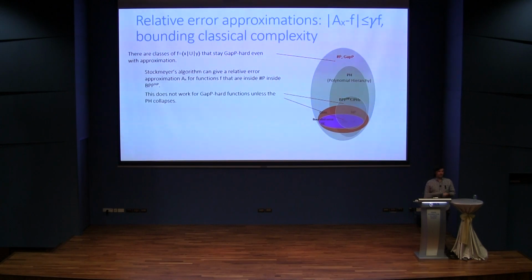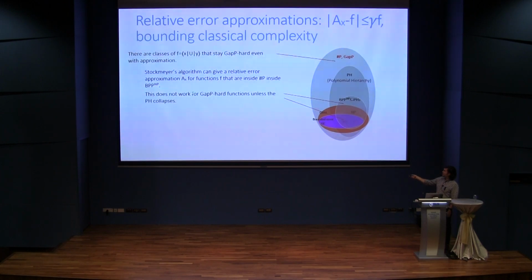Okay, so I said that on this slide as well. One of the interesting things about gap P is that relative error remains: gap P hard problems remain hard under relative error approximations. So there are classes of F, like this, that stay gap P hard even under approximation. You introduce this notion of error, it stays there. However, for sharp P, that doesn't happen. It ends up going down here or even becomes efficient classically.